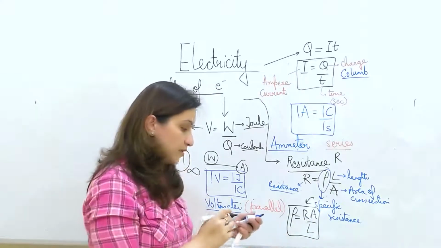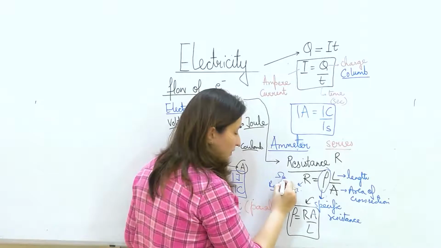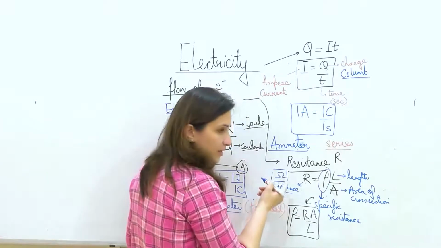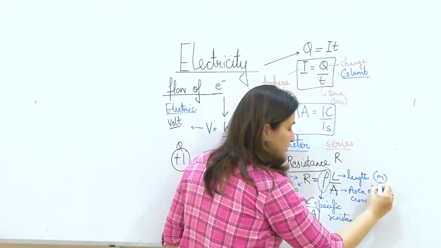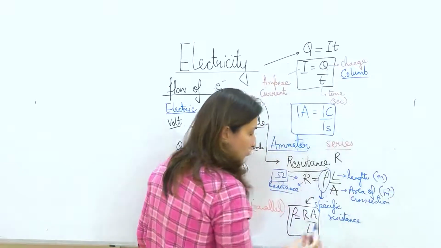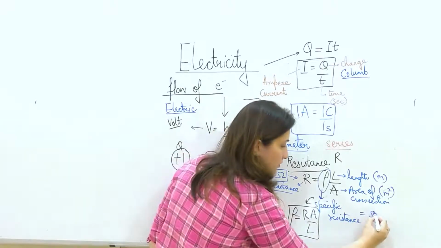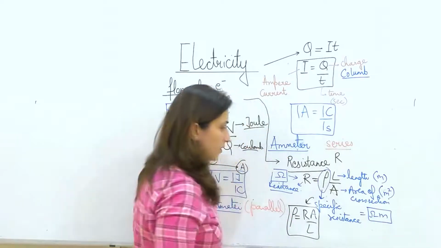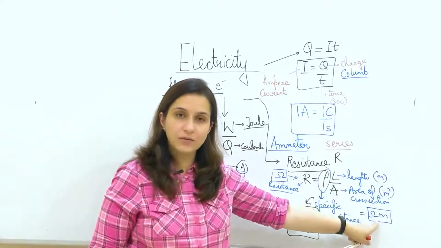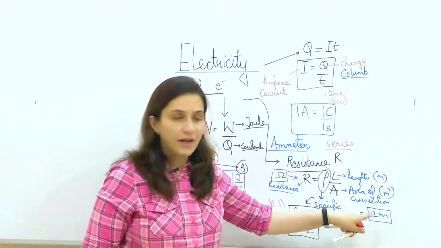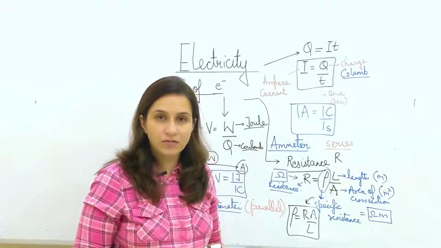This is specific resistance. If we look at the SI unit, the SI unit of R is ohm, and the symbol is omega. Like alpha, beta, theta, we have omega also, and this is for resistance. Length is measured in meters, area is meter square. So from this we can find the SI unit of rho, which is ohm meter. You can calculate because ohm into meter square upon meter comes out to be ohm meter. So what is the SI unit of specific resistance? It is ohm meter.